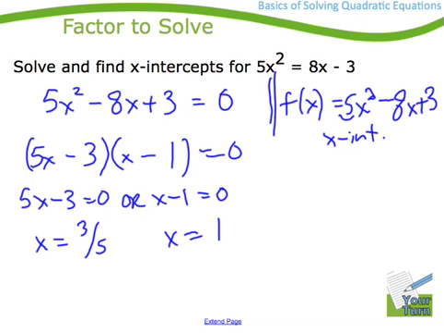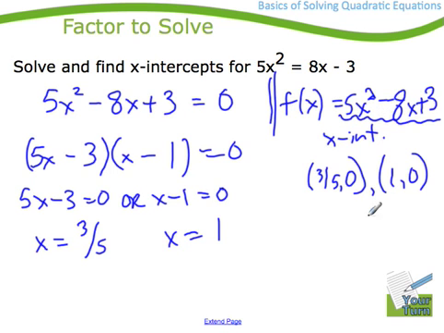The x-intercepts, if this were my function, would be 3/5 and 0 and 1 and 0. Those would be the x-intercepts for that function.